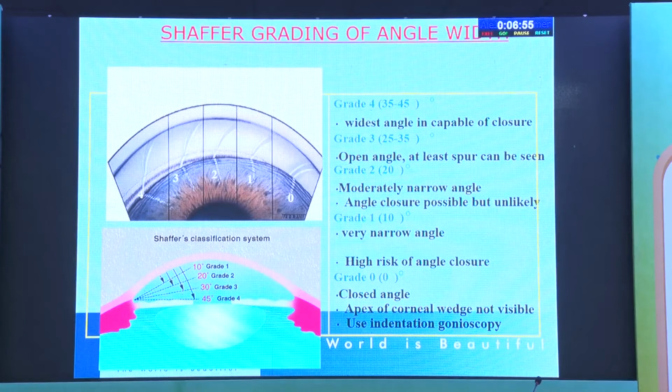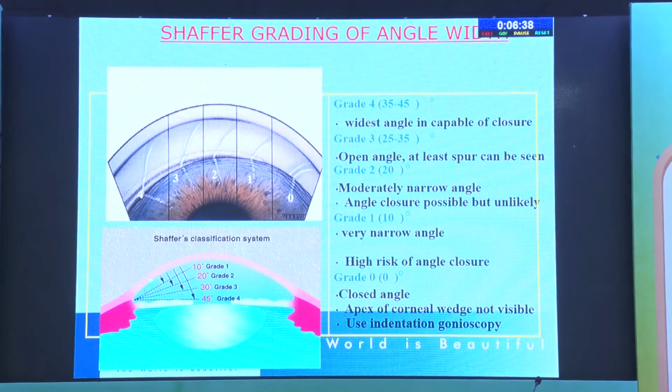Now we'll come to the gradings of the angle. Schaffer grading tells us how much the angle is open. Grade 4 is the widest open angle, around 35 to 45 degrees. Grade 3 is 25 to 35. Grade 2 is 20 degrees. Grade 1 is 10 degrees, and grade 0 is closed angle.